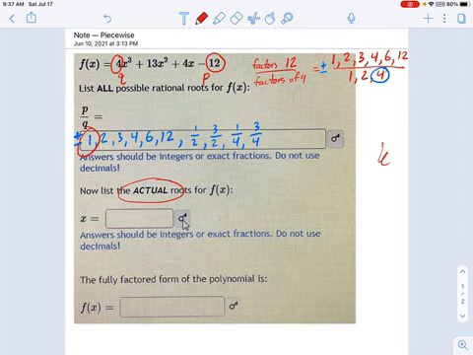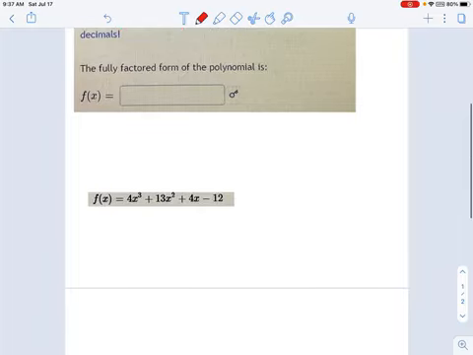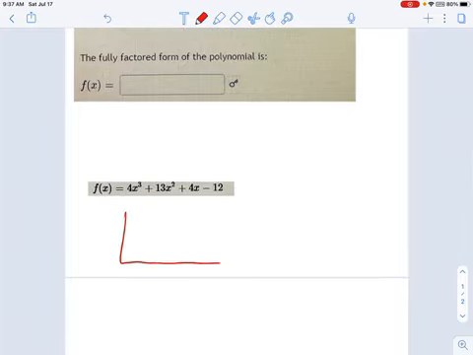We're going to start with the ones, and then we'll move to the twos and see how things are going. So, synthetic division. You start with a bar like this, and you put your coefficients up top, 4, 13, 4, and -12, and you put the root that you're trying to find over here. So I'm going to start with +1 as the root.